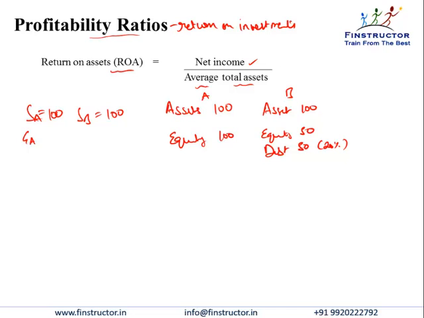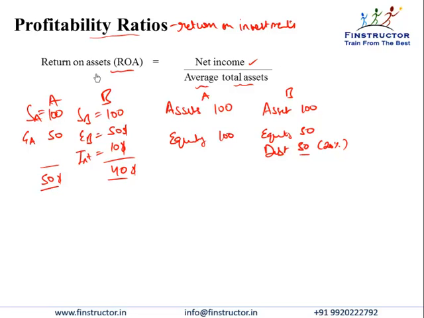The operating expenses for A are $50 and so will be the operating expenses for B. However, company B also has an interest expense because of the debt that it has taken. So the interest cost for company B is another $10, giving a net profit of $40 in the case of company B and $50 in the case of company A. Please note we're ignoring tax here.